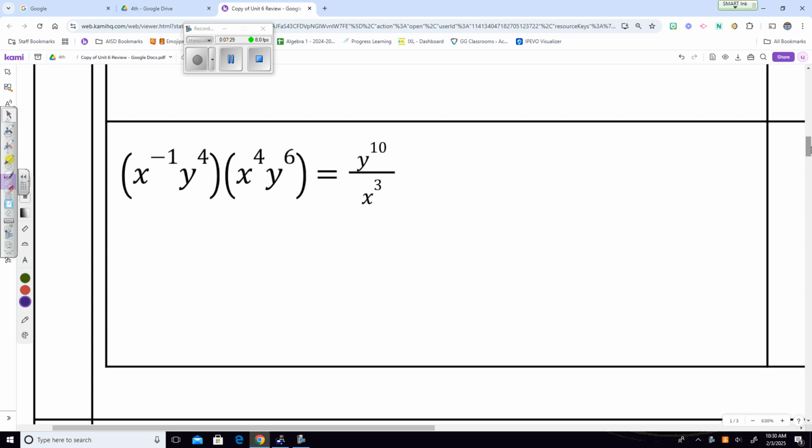All right. Do we have x's in both monomials? Yes. So what's negative 1 plus 4? 3. And then do we have y's in both monomials? Yes. What's 4 plus 6? 10. Now, are these expressions equivalent? No. When is it that you would take the x to the third and move it to the bottom? If it was negative, and it's not negative, correct? Okay. So the answer here is not equivalent.